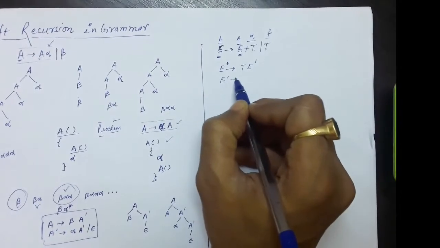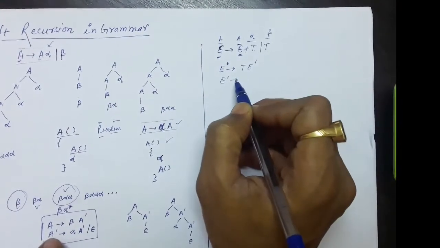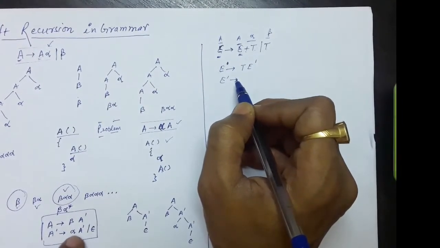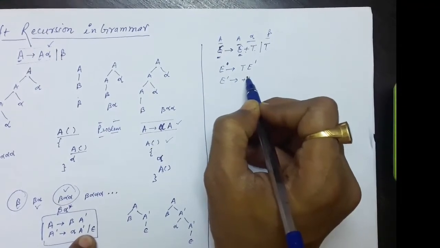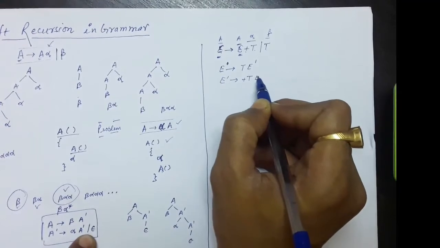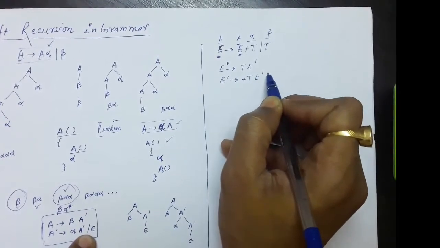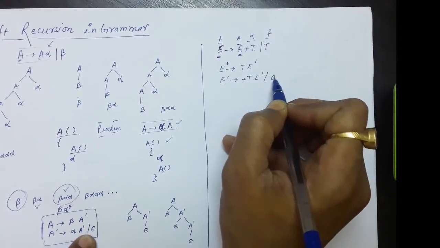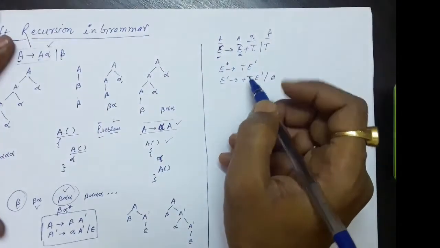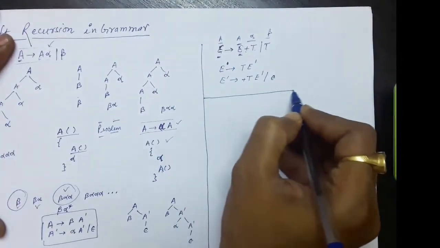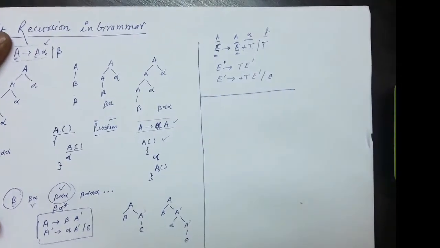And what does E dash produce? E dash will produce alpha A dash and epsilon. So alpha here is plus T, and A dash means E dash or epsilon. So we have converted this left recursive grammar to some other form which does not contain the left recursion.